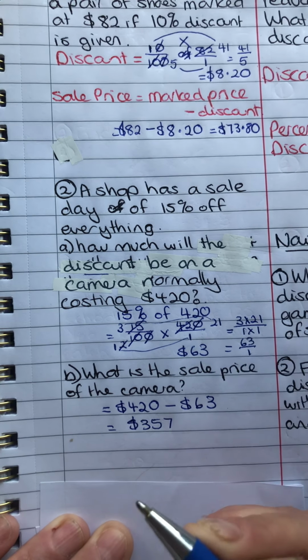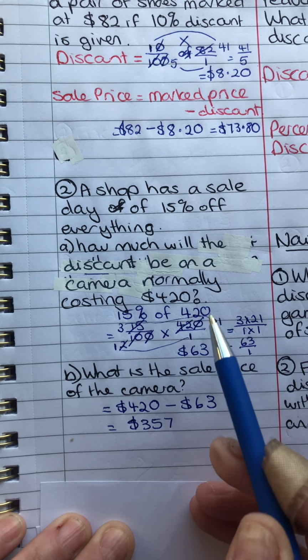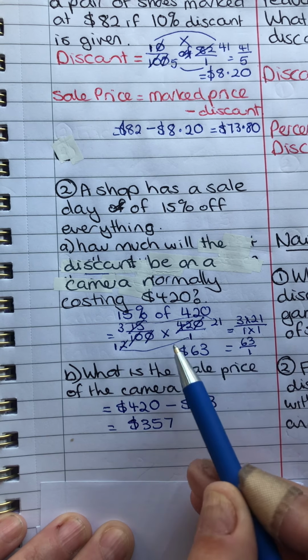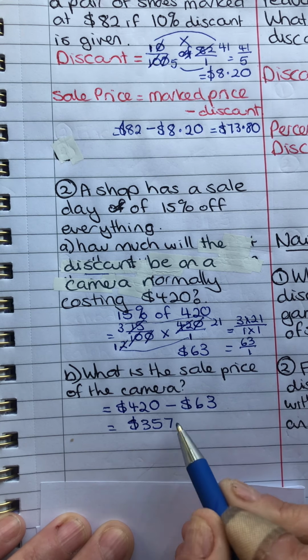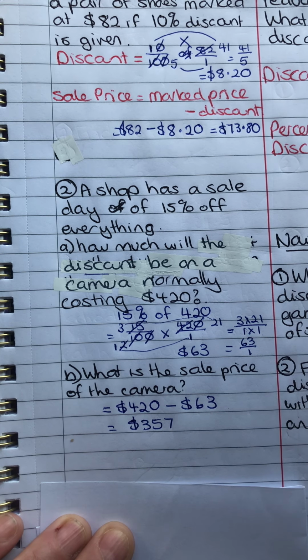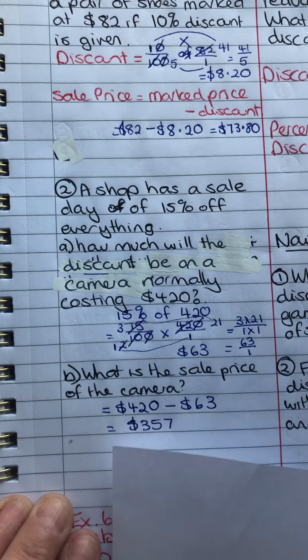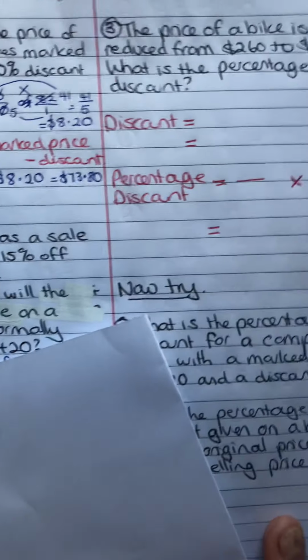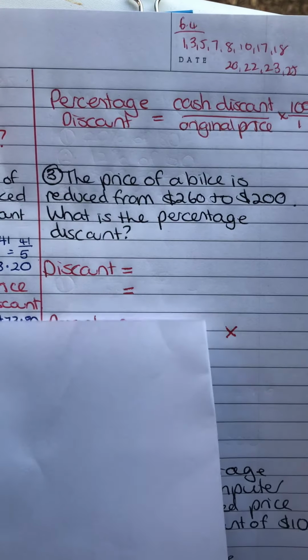So be careful with the fact that it might say what's the discount, which is $63, or it might say how much will it cost. It might go straight to how much will it cost, which is this one. Okay. Now you must write this part in red writing with a big circle around it or whatever you like.